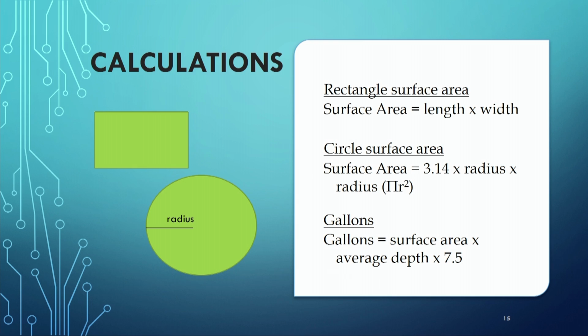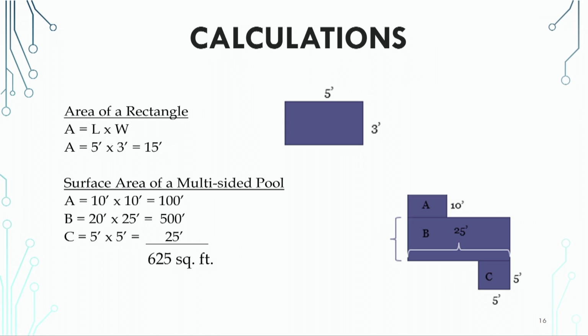And then to find how many gallons are in the pool, you would take that surface area and multiply it by the average depth and then by 7.5. That's how you find your total surface area and then how many gallons your pool, spa, or feature holds. So here's an example of how to calculate the surface area of a pool.